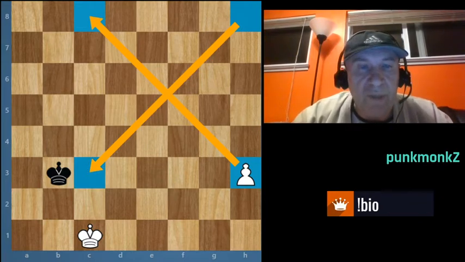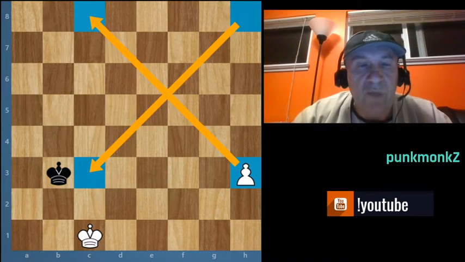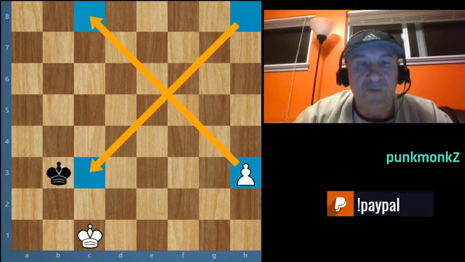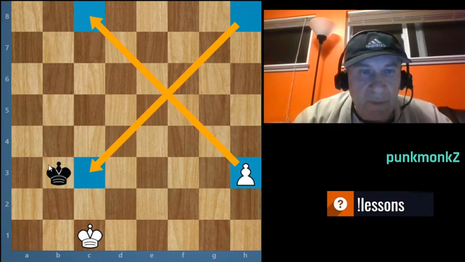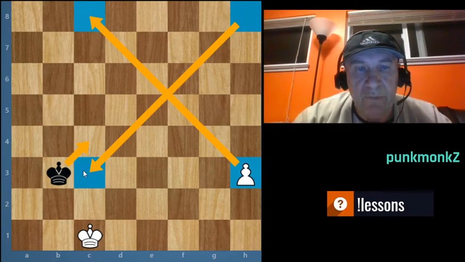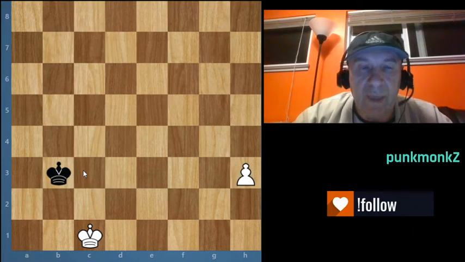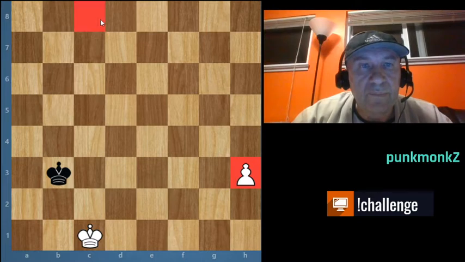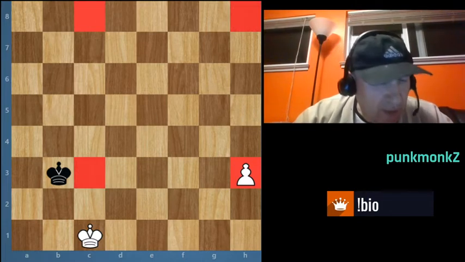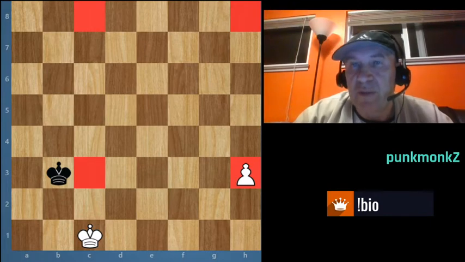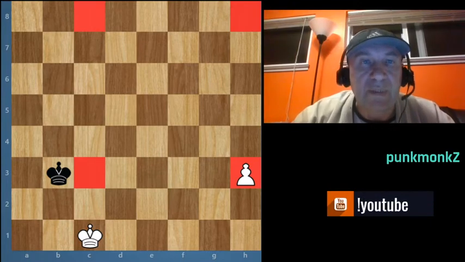Now the only question is, if it's black to play, what is the result? If it's black to play, it's a draw. Why? Because black is able to enter the square, and therefore draw. If it's white to move, the king is outside the square, and therefore the pawn is going to run faster and it's going to win. It's going to promote to a queen. And that's it. Let's move on.